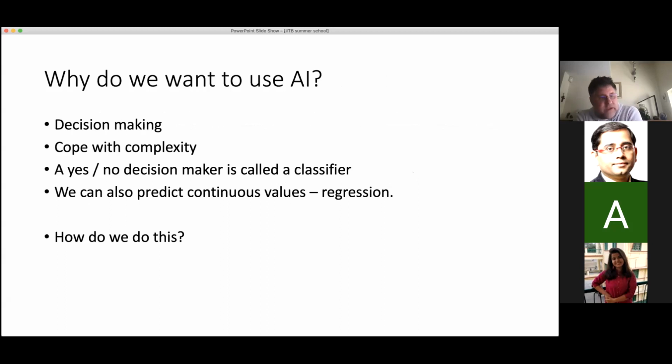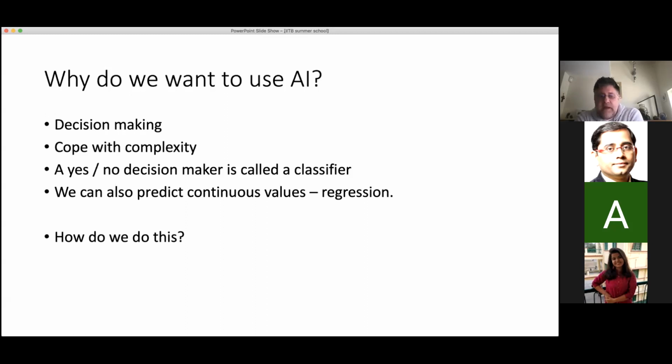So why do we want to use AI? Well, AI is a tool that we can use for decision making. It might be the decision is, how do we treat a person with a particular disease? Or it might be, does this person have a cancer or not? Or does this person have a risk of developing a disease? Or if they have a disease, what is the risk for that individual? And more than conventional statistical methods like t-tests and regression and the like, AI can cope with the sort of complexity we get in molecular data.